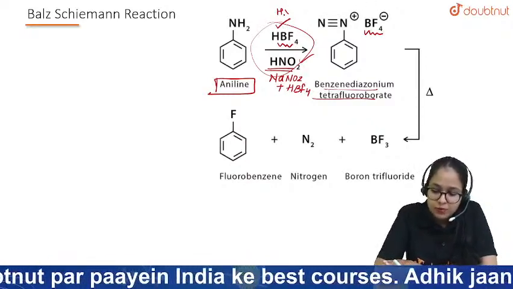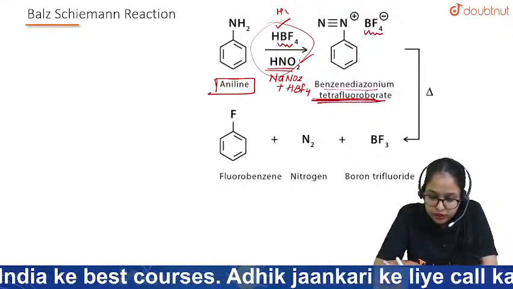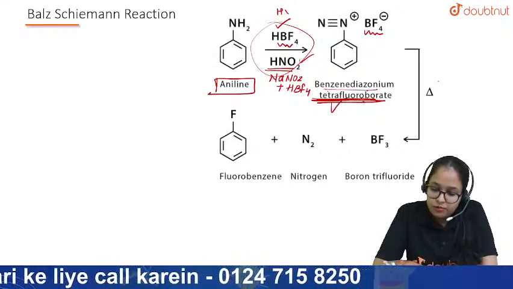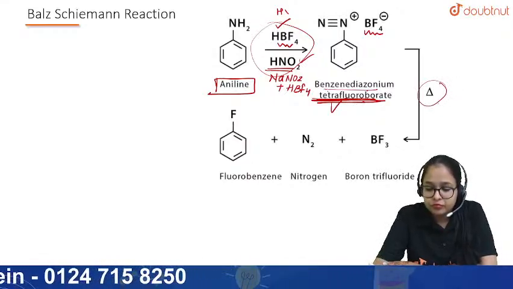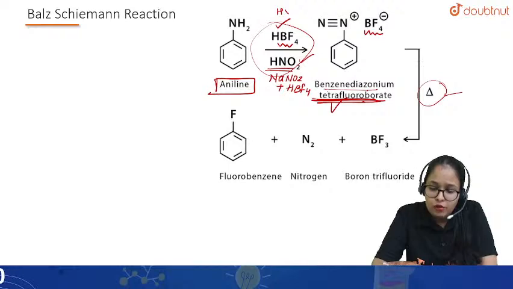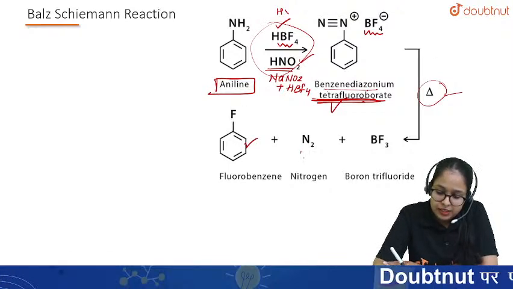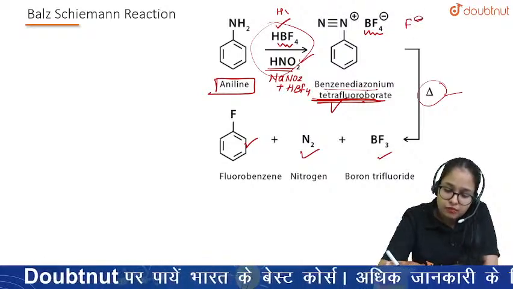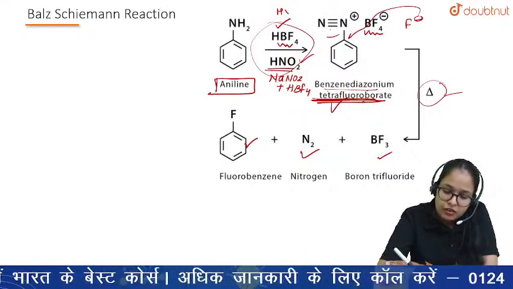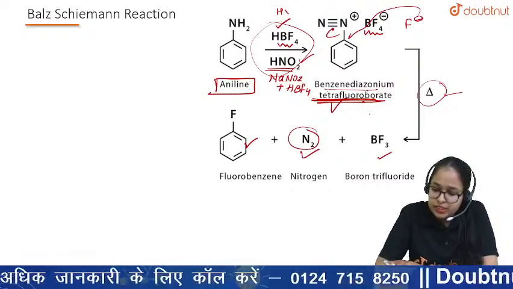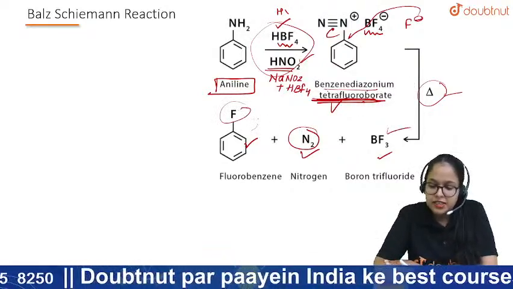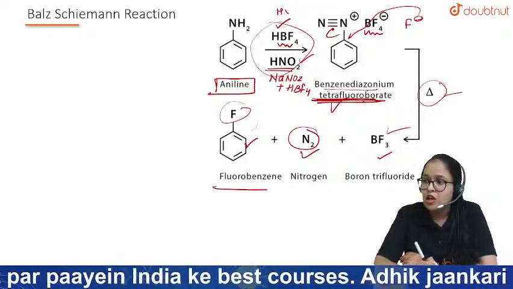So the name becomes benzene diazonium tetrafluoroborate. Once benzene diazonium tetrafluoroborate is formed, you heat that, and heating leads to formation of fluorobenzene, nitrogen, and BF3 is removed, because BF4 minus is a source of F minus. F minus attacks here, removing N2, N2 is released, BF4 minus has been converted into BF3 because F minus has attacked the benzene, leading to the formation of fluorobenzene.